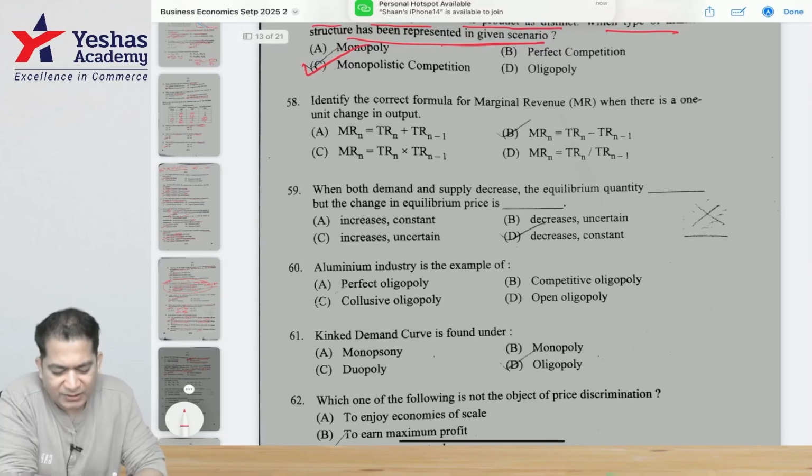Identify the correct formula for marginal revenue: MR = TR(n) minus TR(n-1).